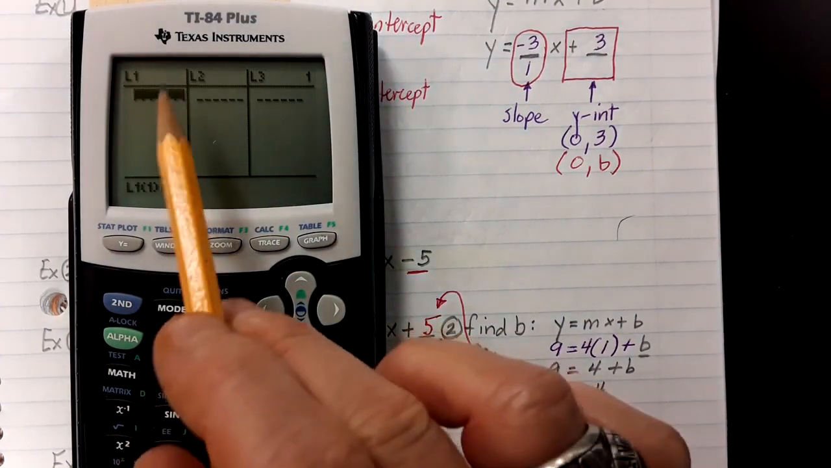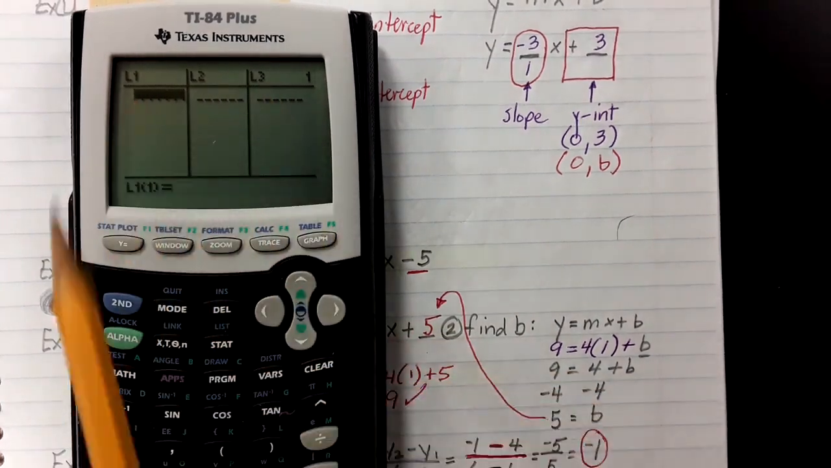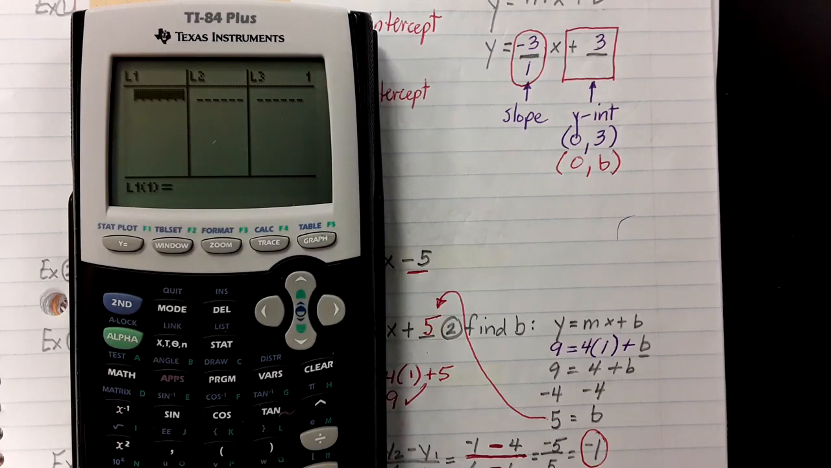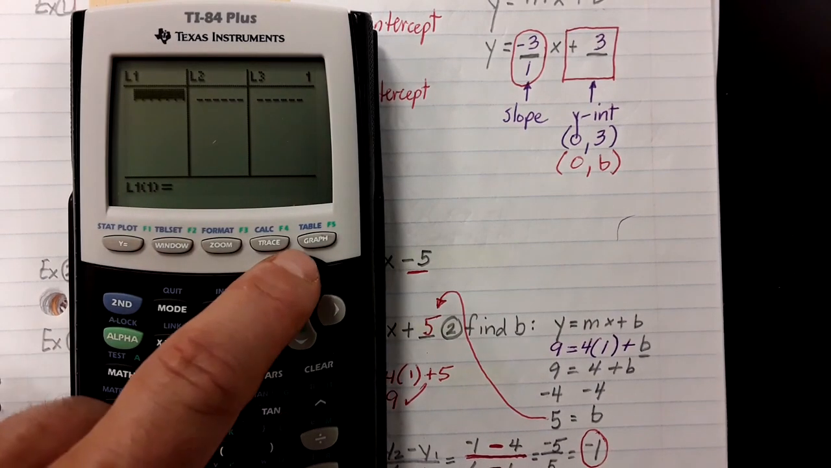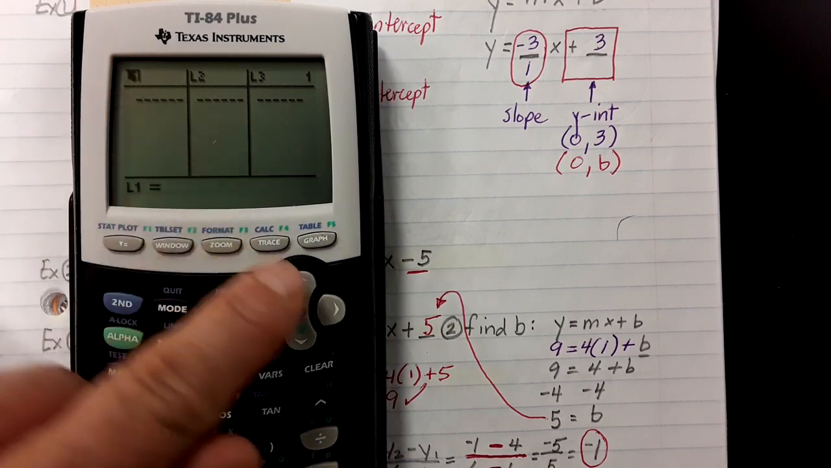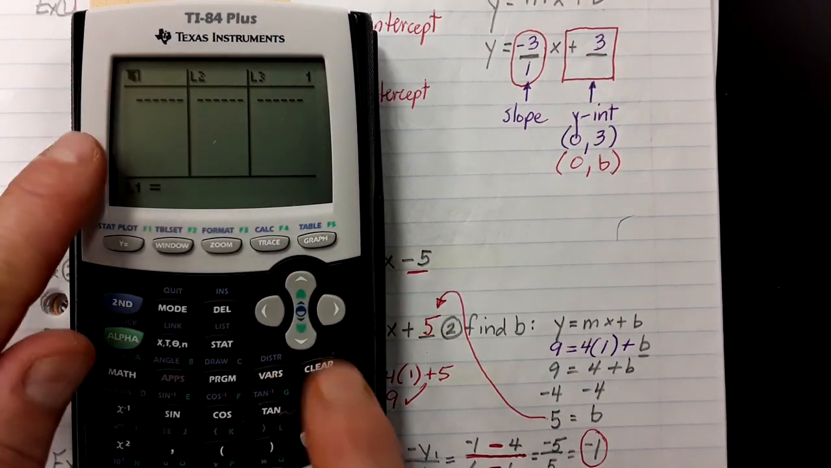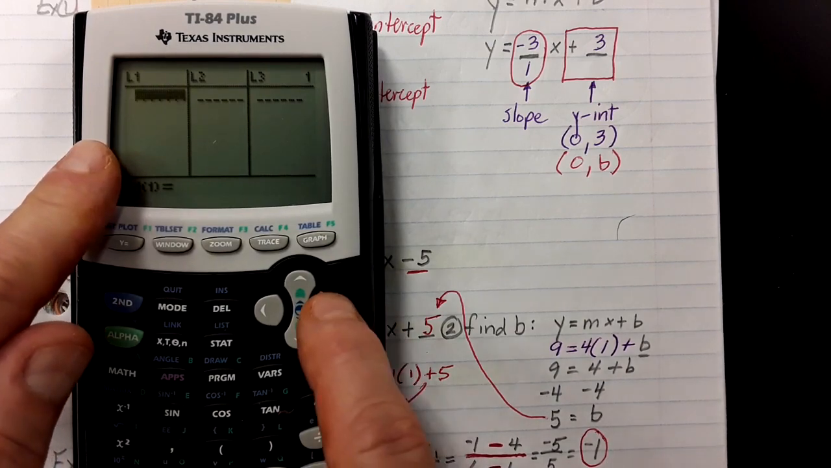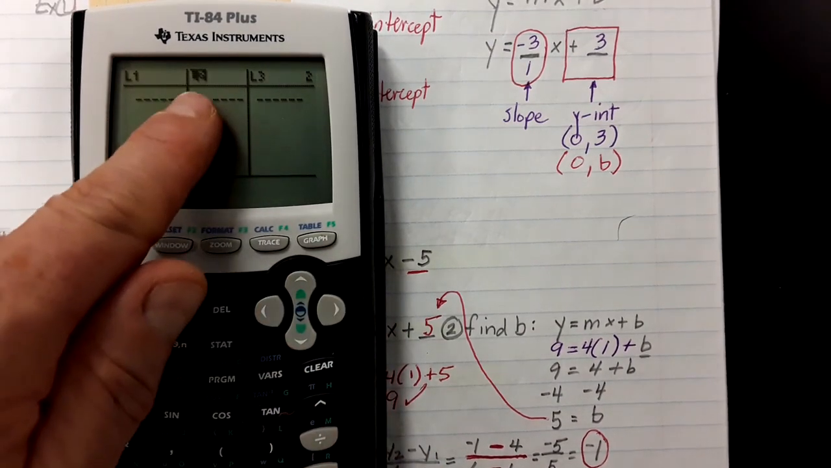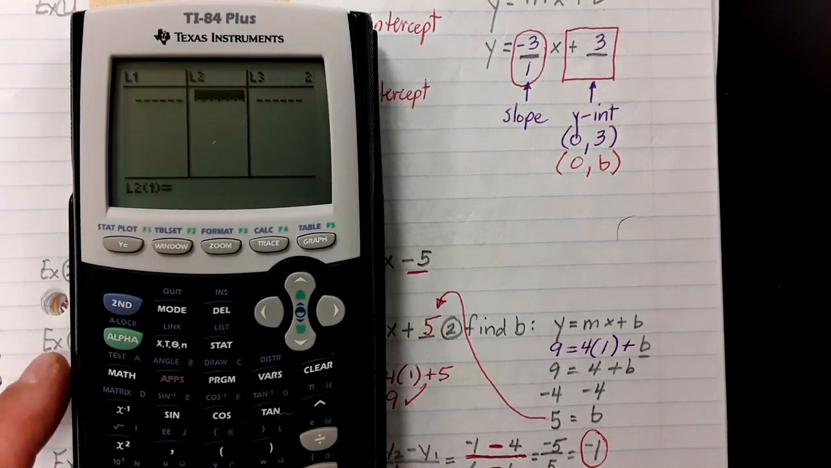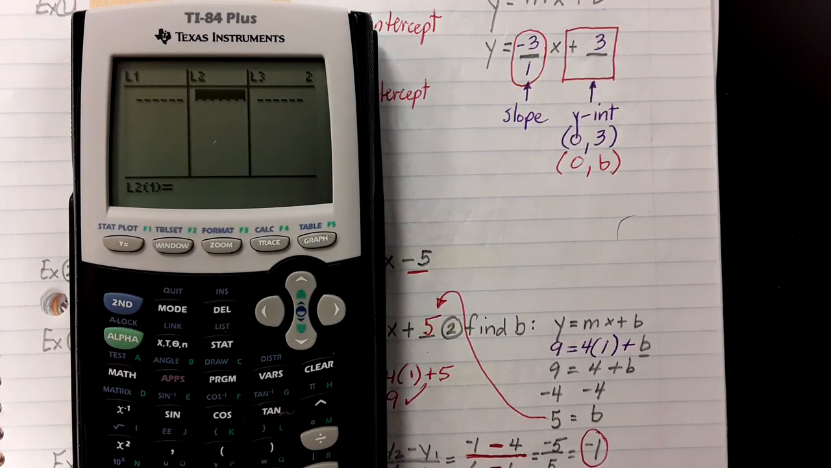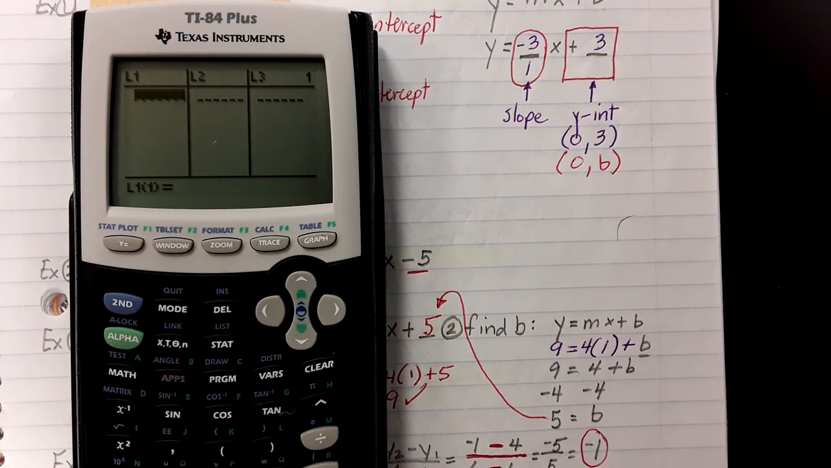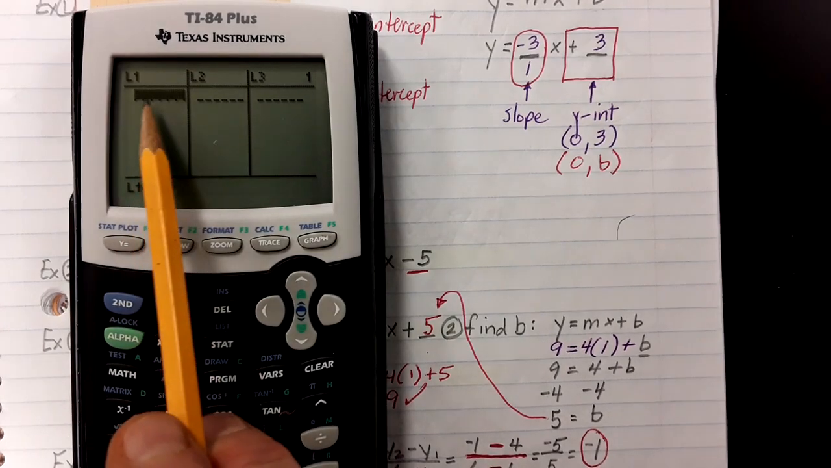Okay? List 1, list 2, list 3, list 4. Do you have any numbers in L1 or L2? Raise your hand if you do. Go up to the top of list 1 with your arrow key and hit clear, enter. Then go to the right, to the top of list 2 and hit clear, enter. Now you have cleared your lists. Anybody not have it cleared? Good.